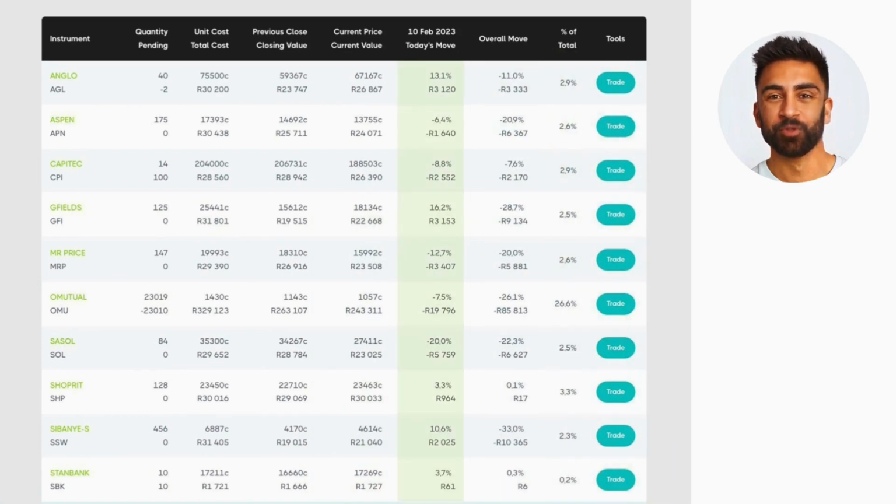The next column shows you by what percentage the value of your holdings in this instrument has changed compared to the previous closing price. This is called today's move. Underneath the percentage is the Rand value of the movement. There is also a column called overall move, which compares the current value to the initial value when you first bought the instrument.